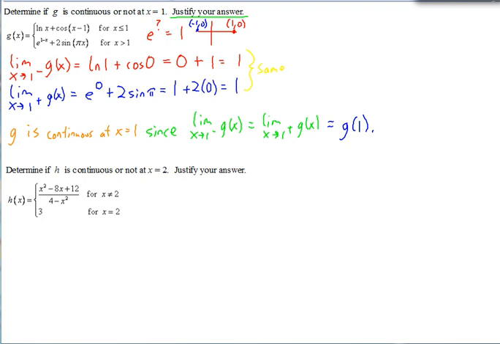Now let's look at the other type of piecewise function, where it has a does not equal to and an equal to. It says determine if h is continuous or not at x equals 2 and justify your answer. So this time, remember, instead of starting with the left and right hand limits, because this applies on both sides of 2, we use the general limit. So the limit as x approaches 2 of h of x. Again, first thing you do is substitute in 2. So you get 2 squared minus 8 times 2 plus 12 over 4 minus 2 squared.